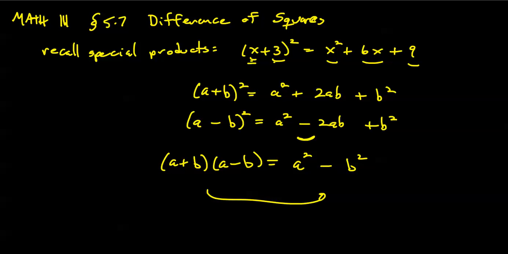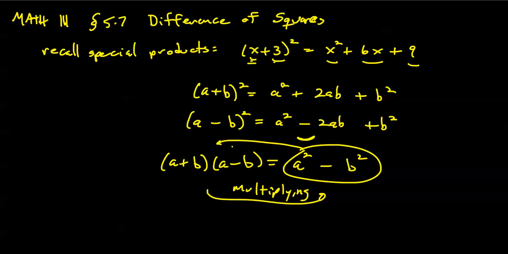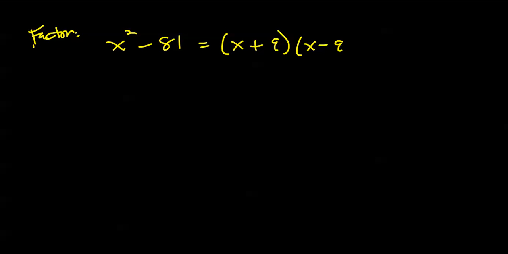Well, if we're going in this direction, we're multiplying. If we are able to recognize this pattern, we can go the other way and factor it. So I want to factor difference of squares patterns according to this formula. Let me show you what I'm getting at. If I ask us to factor, for example, x squared minus 81, I know that's going to break down as x plus 9 times x minus 9.